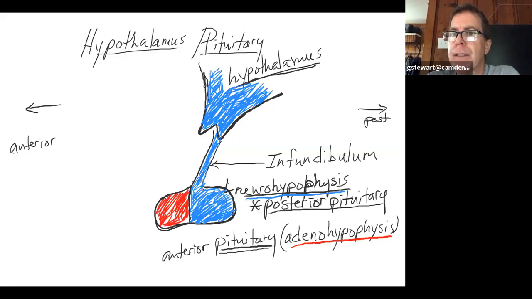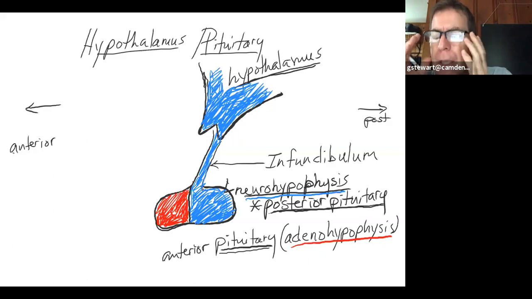They are basically separate structures. Even though we call the pituitary gland one structure, it's really two. And the posterior pituitary, the neurohypophysis, is really more part of the hypothalamus than it is part of the anterior pituitary. That's going to be key. These anatomical specifics are going to be key in understanding how they function.